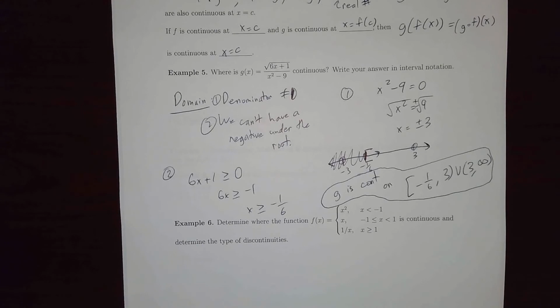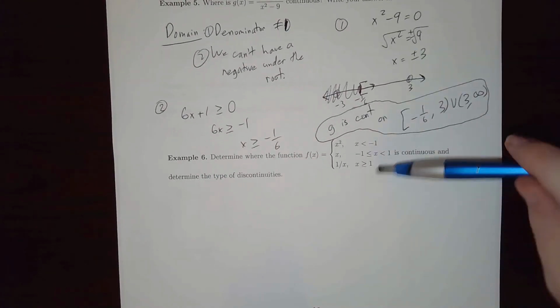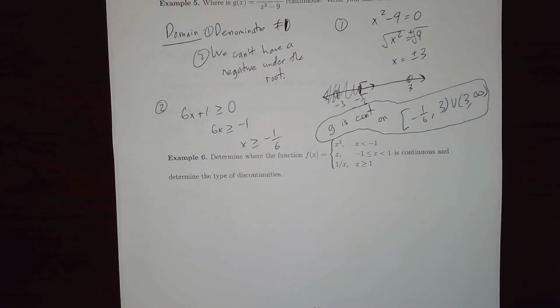All right, let's look at a few more examples. Let's say we wanted to determine where this function was continuous and determine the type of discontinuities it has. This is a piecewise function, so we'll want to look at all the pieces together.